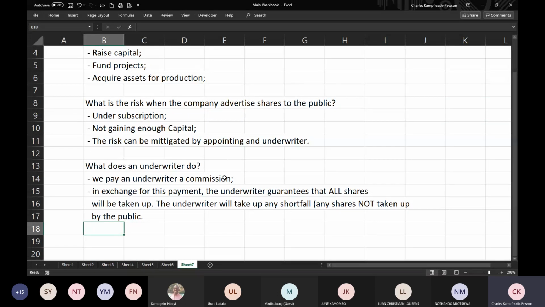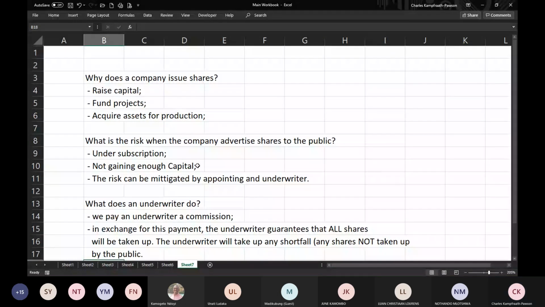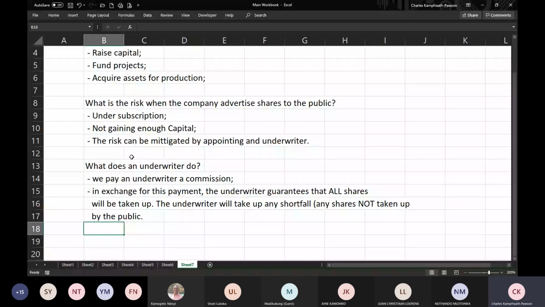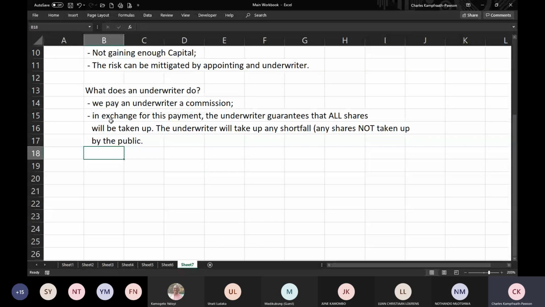Okay, so why does a company issue shares? Raise capital to fund projects, acquire assets. So obviously the risk will be under subscription, not gaining enough capital, and the risk can be mitigated by appointing an underwriter. What does an underwriter do? We pay an underwriter a commission. In exchange for this payment, the underwriter guarantees that all shares will be taken up. How does he do that? The underwriter says he will take the risk and he will take up any shortfall, any shares not taken up by the public. There our risk is mitigated.